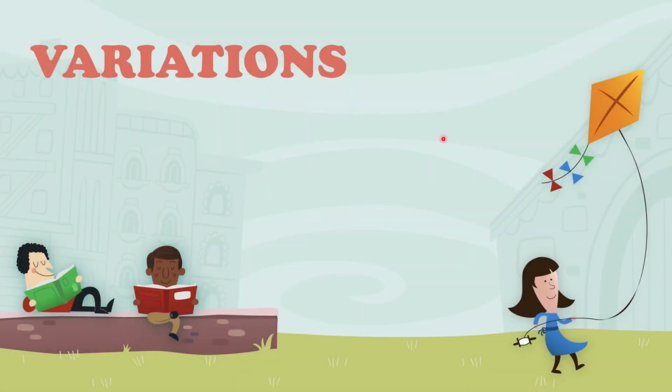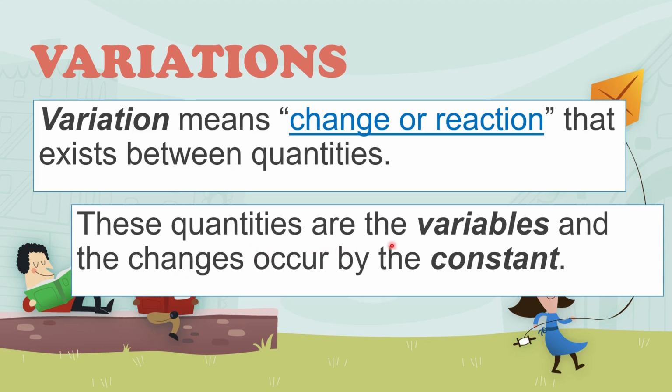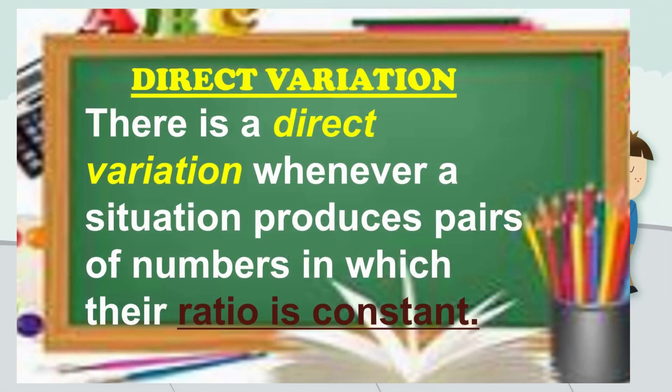The topic for module number 3 in grade 9 mathematics is all about variations. When we say variation, it means change or reaction that exists between quantities. These quantities are the variables and the changes occur by the constant. There are different kinds of variation, and let's talk about first the direct variation.